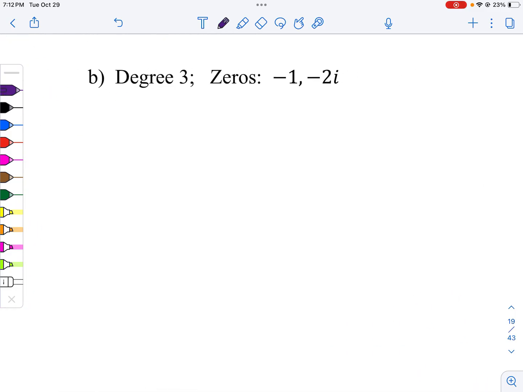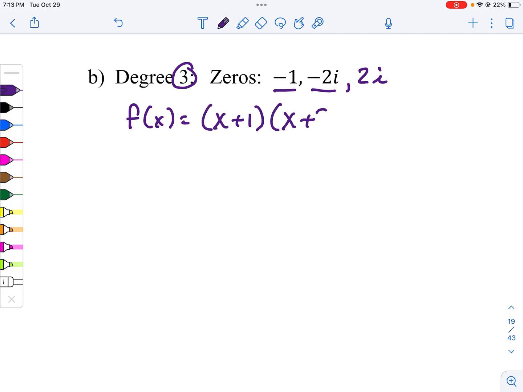All right, taking a look at the next one, it says we have a degree of 3, which means we need 3 parentheses. You notice that I only give you 2, so there's a problem, but remember imaginaries come in pairs. So I know positive 2i is also a 0. So when I go to write my factors, I know I've got x plus 1, I've got x plus 2i, and I've got x minus 2i from the positive one that we just added in. All right, so now when we multiply, you definitely want to multiply the imaginaries together first.